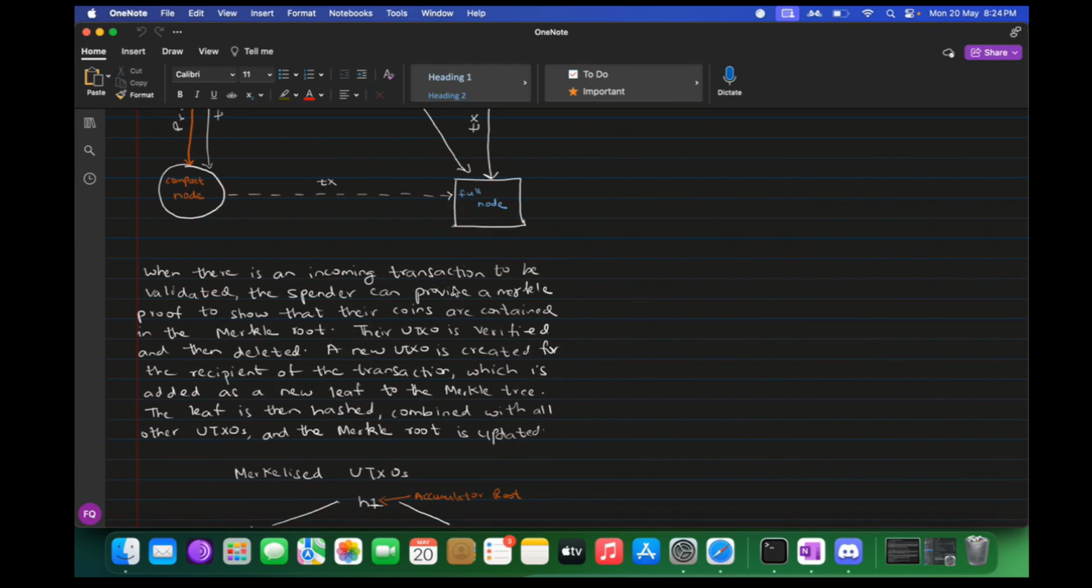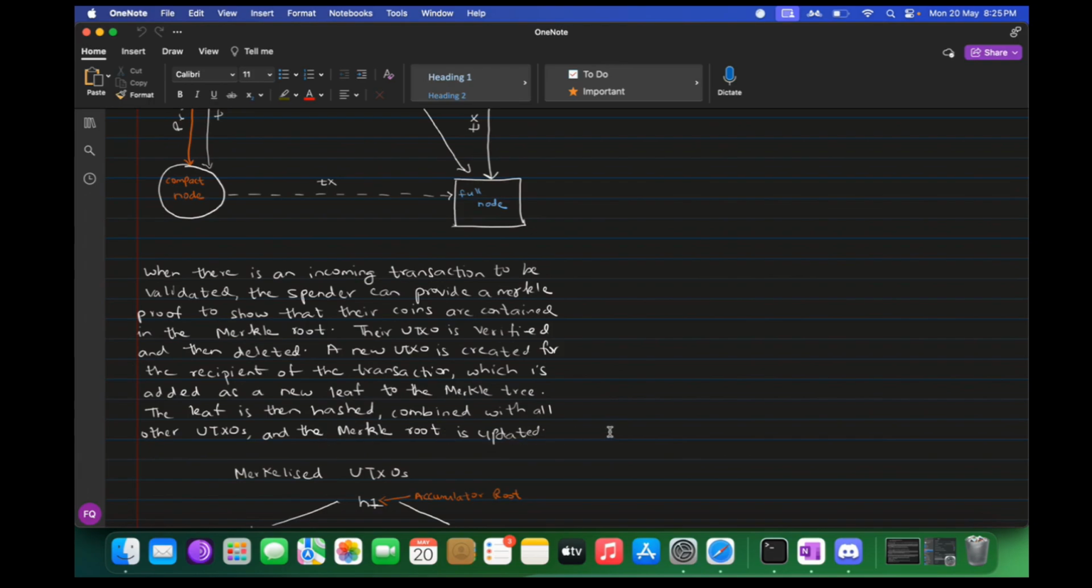When there is an incoming transaction to be validated, the spender can provide a Merkle proof to show that their coins are contained in the Merkle root. The UTXO is verified and then deleted. A new UTXO is created for the recipient of the transaction, which is added as a new leaf to the Merkle tree. The leaf is then hashed, combined with all other UTXOs, and the Merkle root is updated.